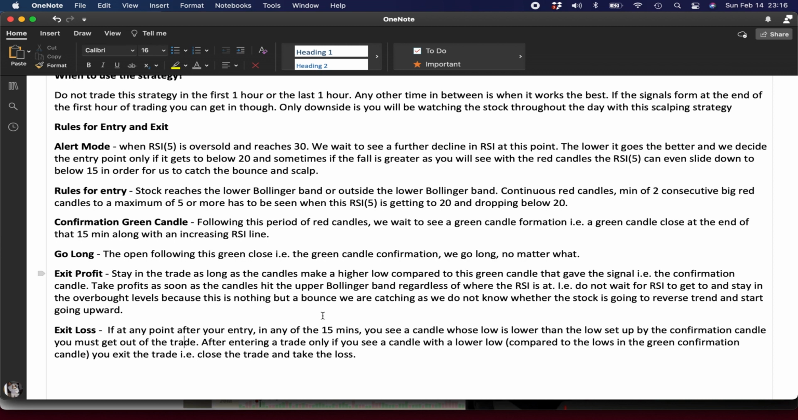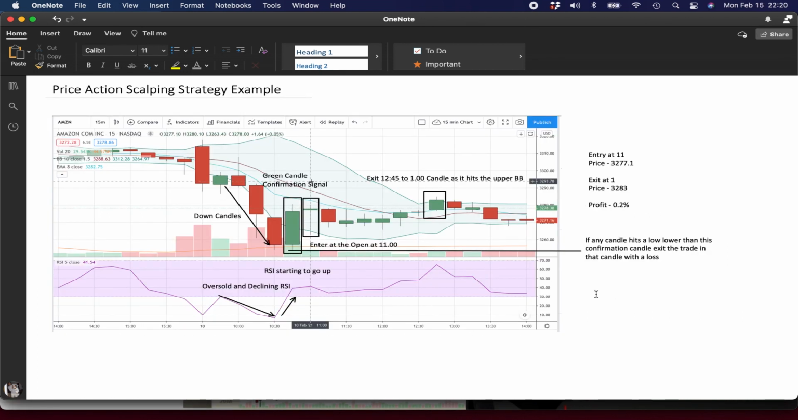But in case the trend won't continue, there are some cases where the stock will reach the upper Bollinger Band. I will show you examples in the coming videos, so this will all make sense. See an example of this price action scalping strategy.